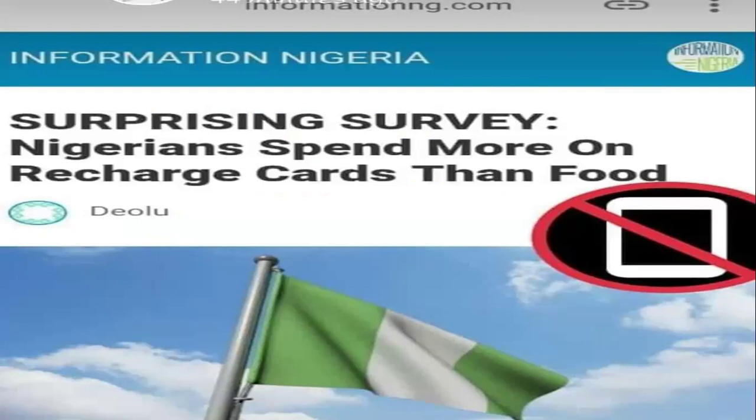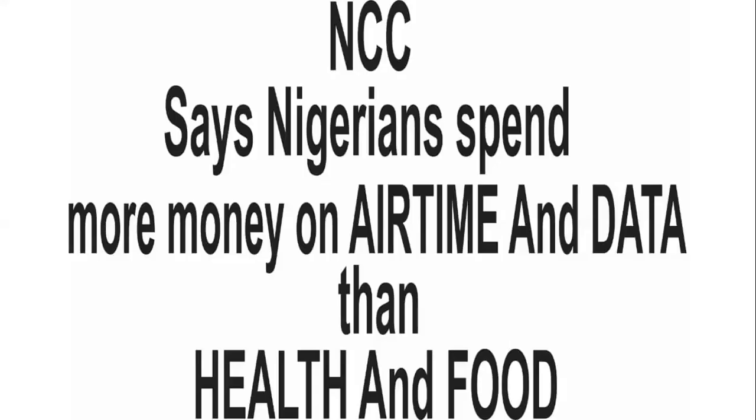Ladies and gentlemen, surprisingly, a survey conducted in Nigeria by an independent body shows that Nigerians actually spend more money on recharge card than food. Yes, this was buttressed by NCC, the agency that regulates telecom companies in Nigeria. Please follow me steadily. Follow me closely.